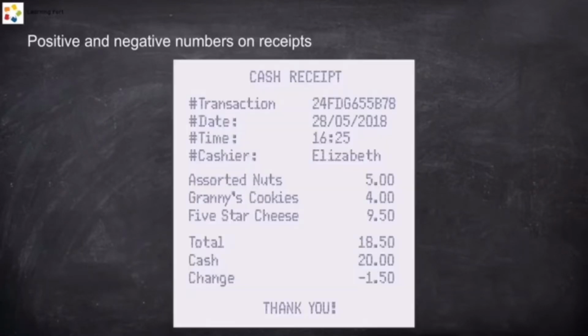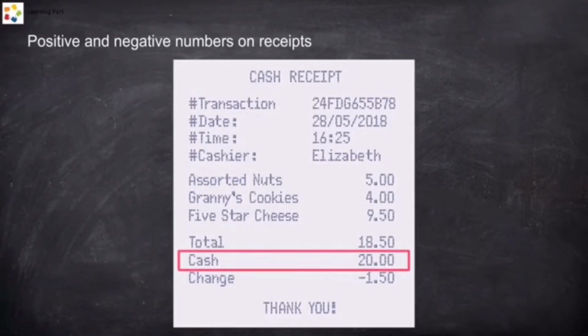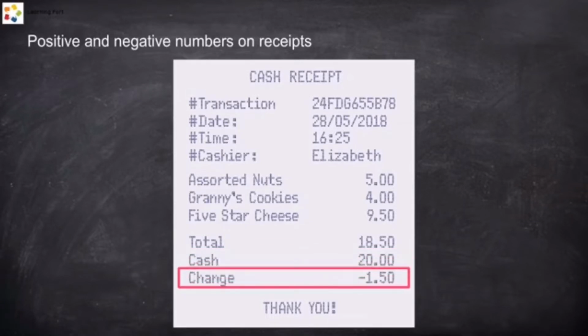Often you can find positive and negative numbers on shopping receipts. The positive number for cash means that the shop has received 20 ringgit from you, and the negative number for change simply means that the shop needs to pay out 1 ringgit and 50 sen back to you.